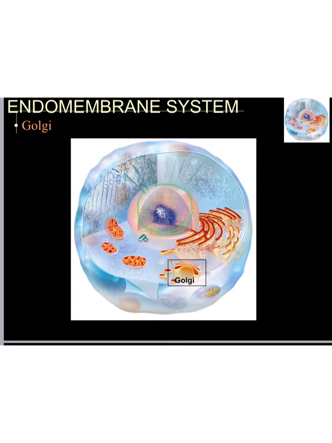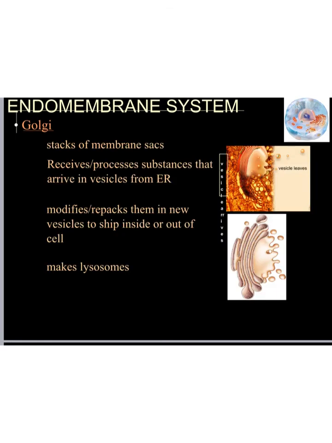So remember, we started here in the nucleus, we worked our way through the rough ER, and now we have packaged that protein up in a vesicle, and we're sending it to the Golgi. So here's the Golgi apparatus here. Again, it's sort of a stack of membranes, or a stack of membrane sacs is how we call it.